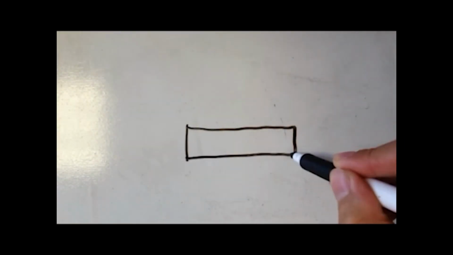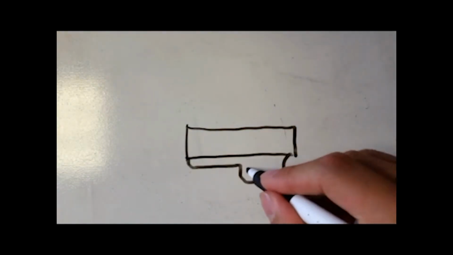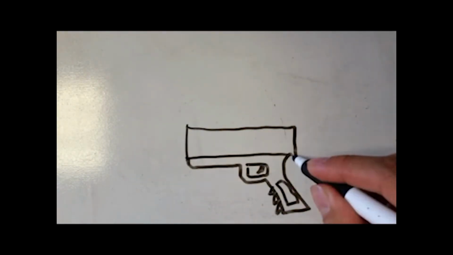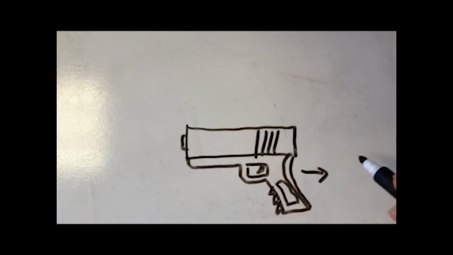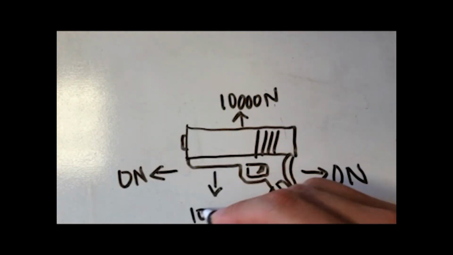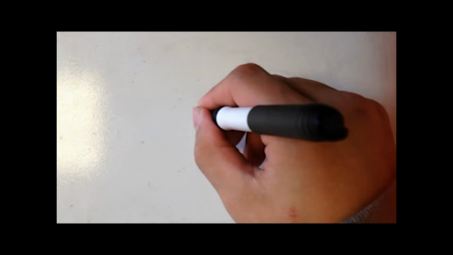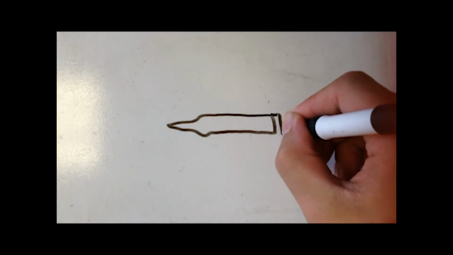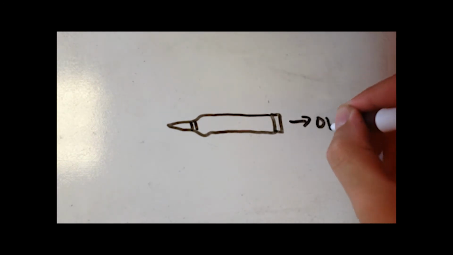Let's use a real-life example to demonstrate this law. Take this gun. Just like the block, the gun has 10,000 Newtons of force pushing it up and down, having a net force of 0. This bullet, as another example, has 0 Newtons of force pushing it to the right, but 70 Newtons of force to the left. Therefore, this bullet is accelerating to the left.